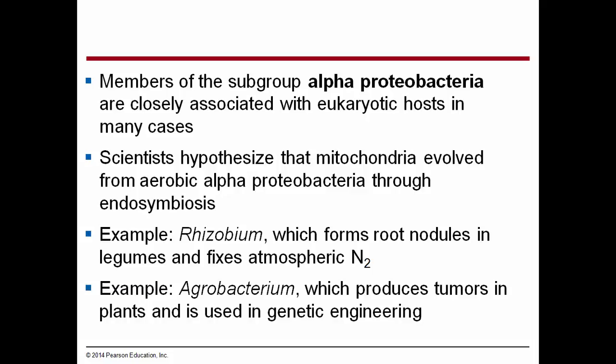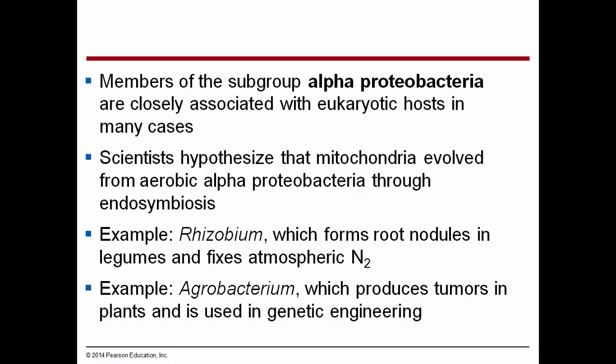Members of the subgroup alpha proteobacteria are closely associated with eukaryotic hosts in many cases. Scientists hypothesize that mitochondria evolved from aerobic alpha proteobacteria through endosymbiosis. An example is Rhizobium, which forms root nodules in legumes and fixes atmospheric nitrogen. This is very important for leguminous vegetables like soybeans. The bacteria get into their roots and help them fix atmospheric nitrogen, which is part of the nutrients that the plant needs to grow.